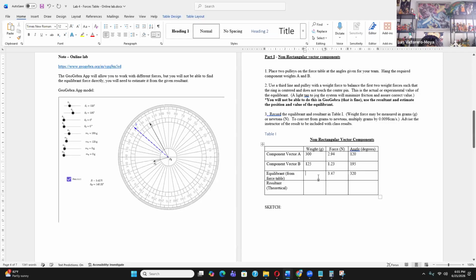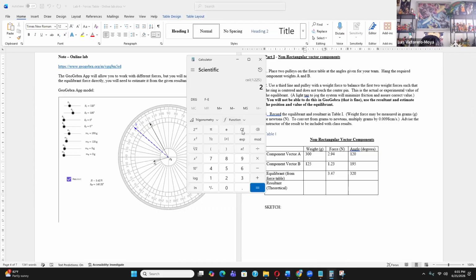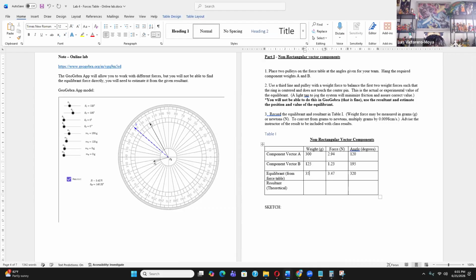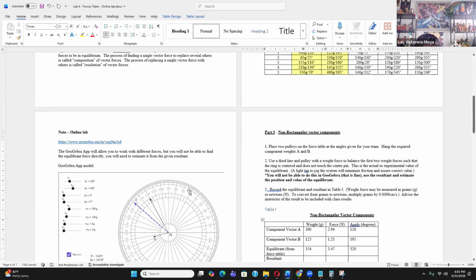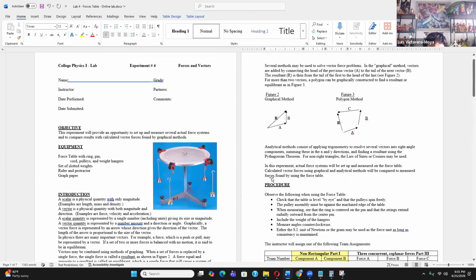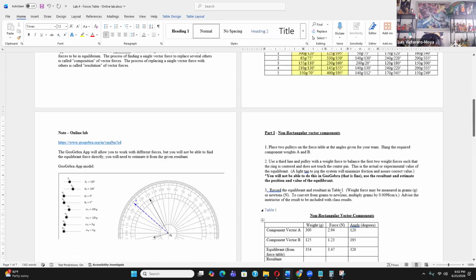How do you find the weight of the equilibrium angle? You have to go from newtons to grams. So 3.47, that's in newtons. We divide that by 9.81. That's the mass in kilograms, multiplied by 1,000. That's 353, 354, so we can write 354 grams. This is what you will do in a lab. If you were doing the forces table in a lab, you will place a mass to make all the other masses in equilibrium. That's what we call the equilibrium.